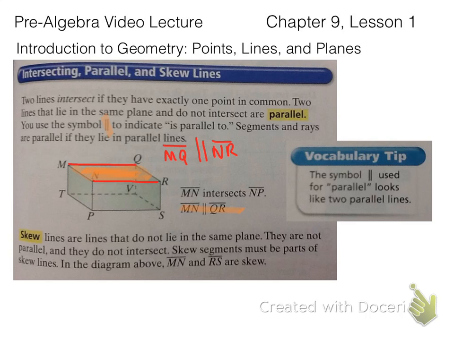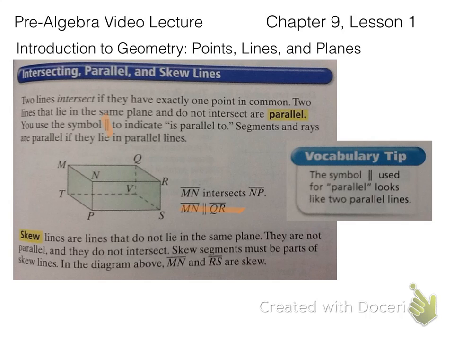Alrighty, that's the example they provide below. So next up is skew. Skew is a little crazy for some people, but it's cool. Skew lines are lines that do not lie in the same plane. If they don't lie on the same plane, they can't be parallel. So even though they might look like they're going the same direction and never touch, the fact that they are not on the same plane means they are not parallel. They also cannot intersect. So even though they're on different planes, they can't intersect.